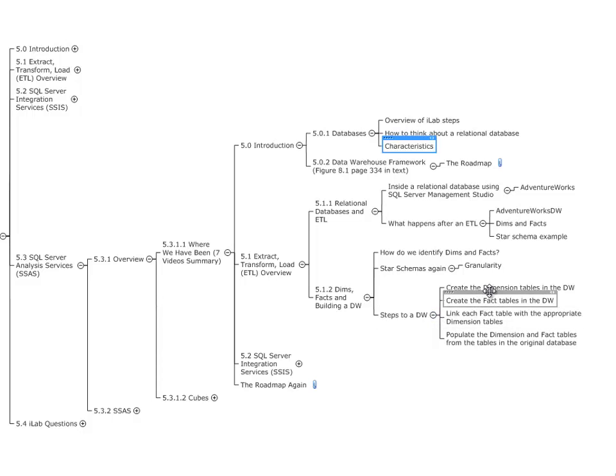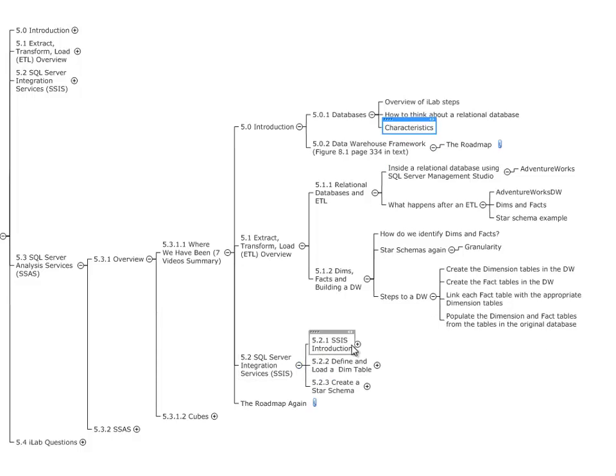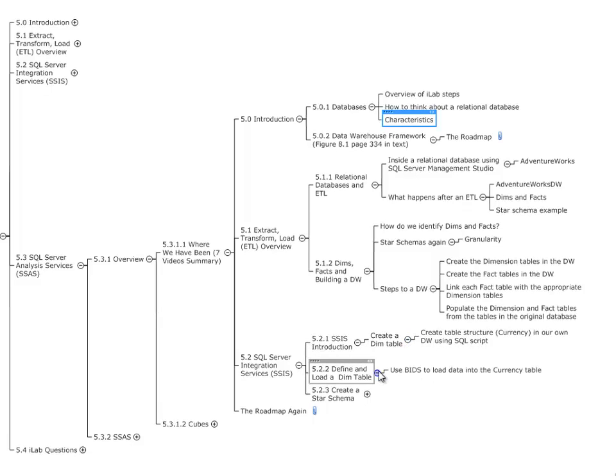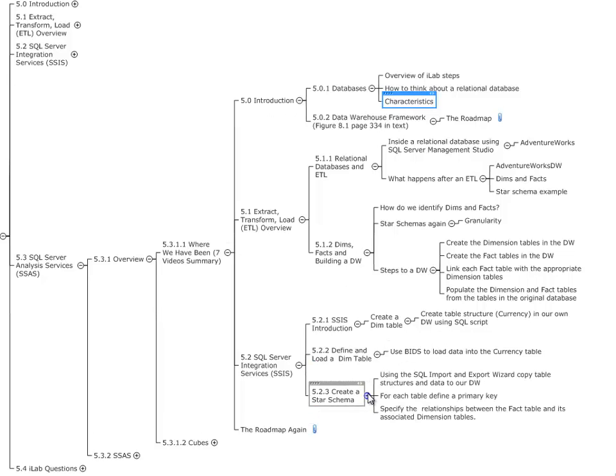Consider some of the steps to a data warehouse. We created a dimension table in our data warehouse. We created the fact tables. We linked each fact table with the appropriate dimension table, and we populated the resulting schema. Then we dove down into SQL Server Integration Services, and we created a dimension table called currency using a SQL script, and we used the Business Intelligence Development Studio to load data into our currency table, as an example of what's available in terms of tools. We created a star schema.